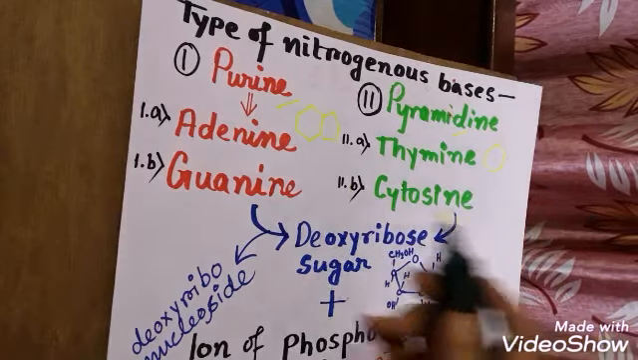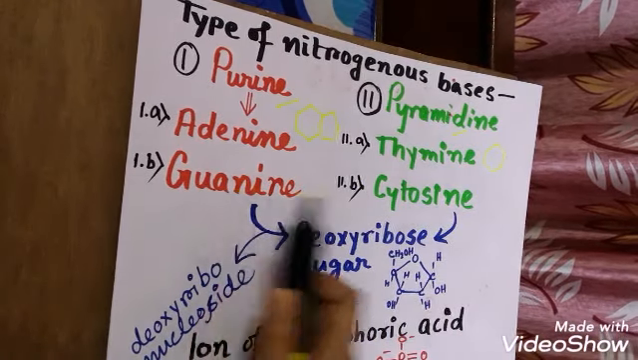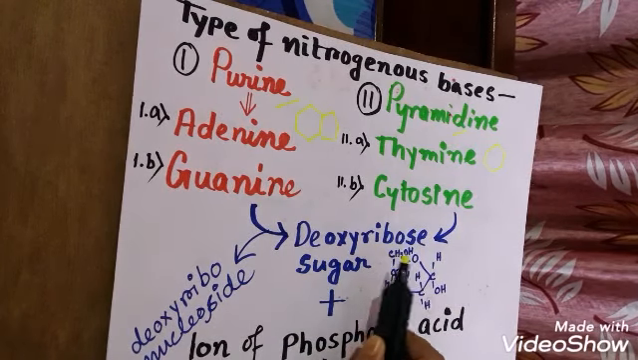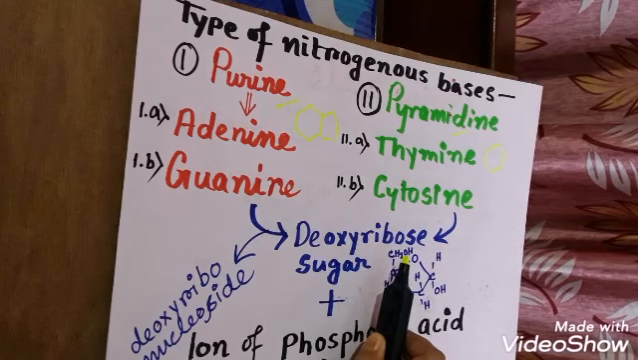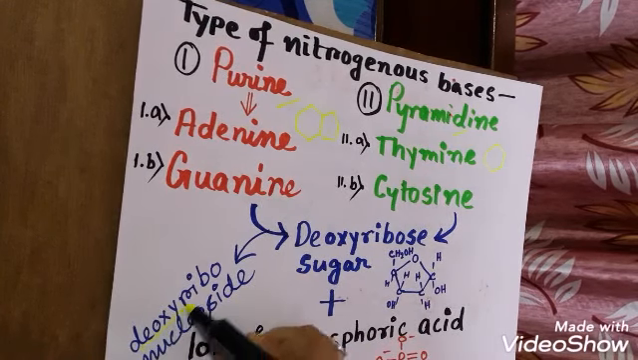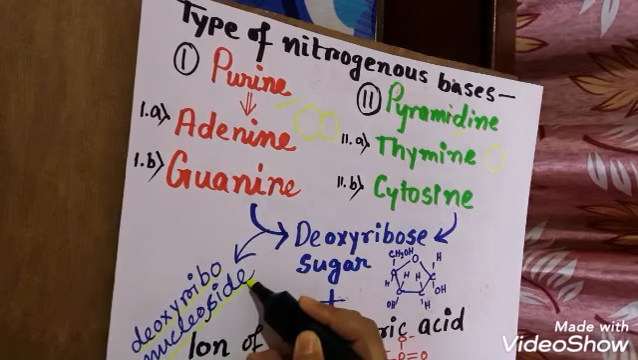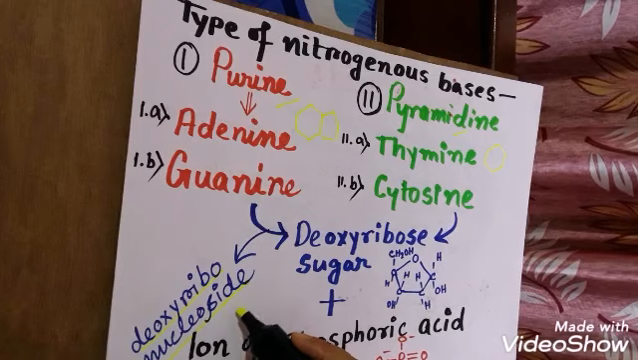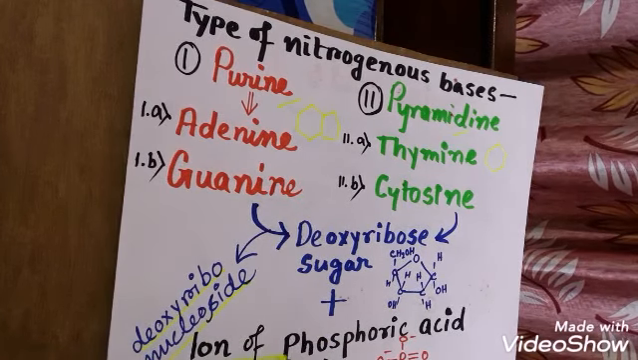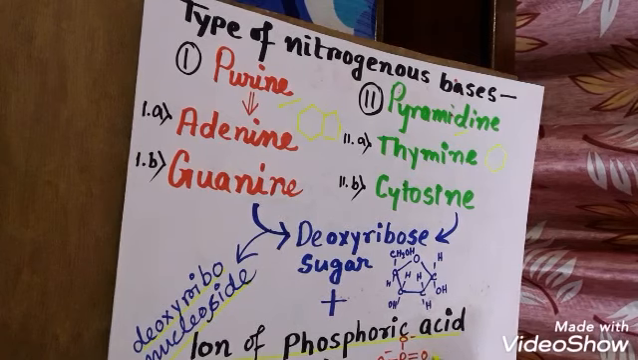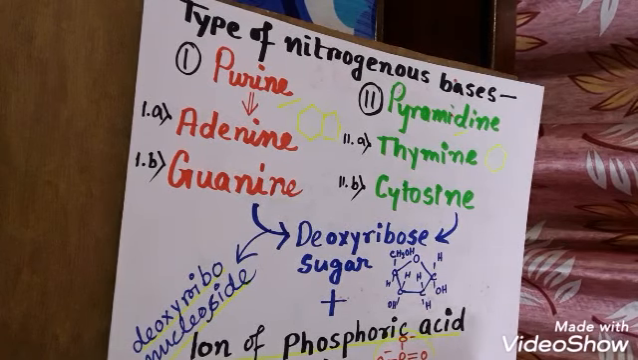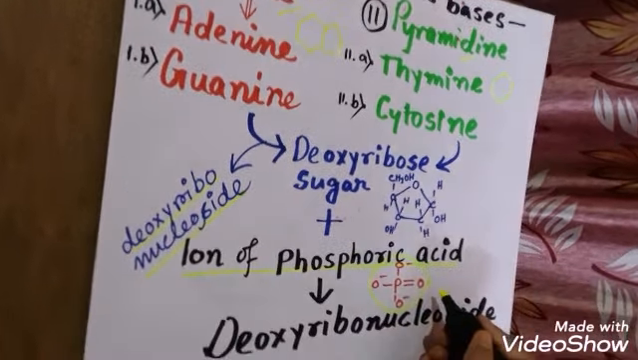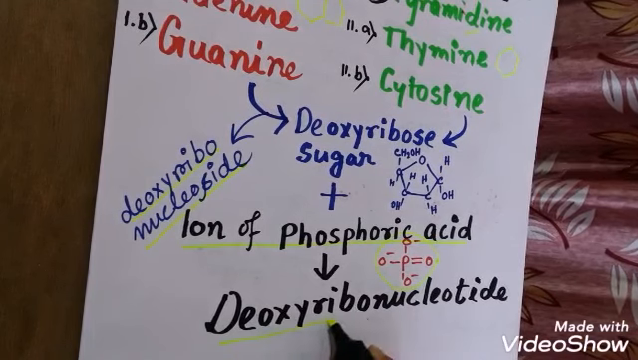Now, if we add purines or pyrimidines with the deoxyribose sugar, then it will be called deoxyribonucleoside. And if we add deoxyribonucleoside with the ions of phosphoric acid, that is a negatively charged compound, then it will be called deoxyribonucleotide.